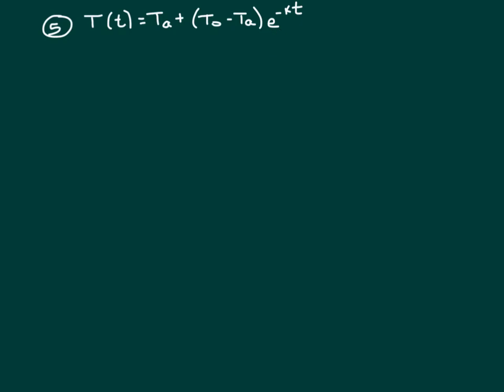All right, so I'm just going to first put those in. So for T sub A, we said that's 68. And for T sub 0, we said that's going to be 212.